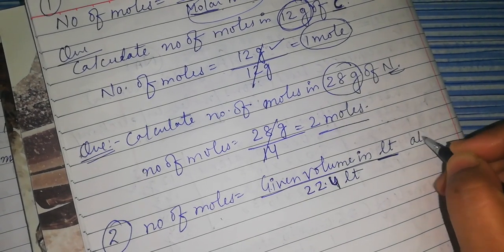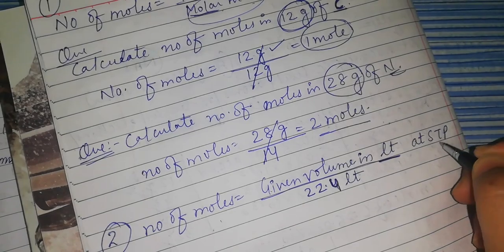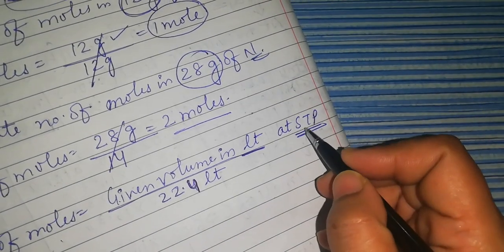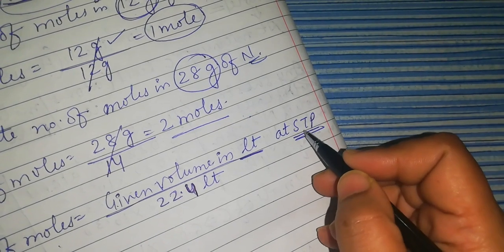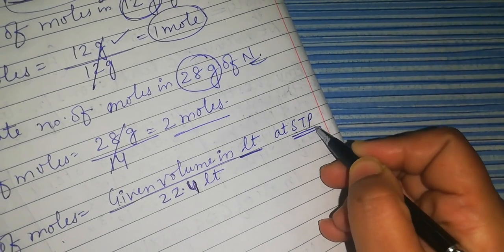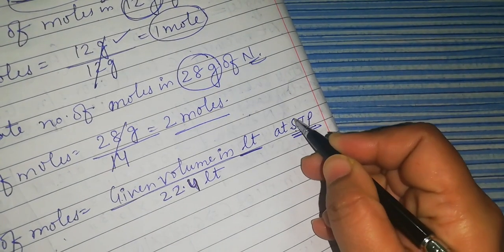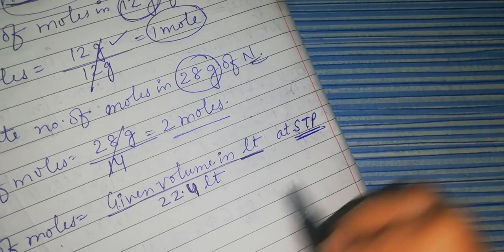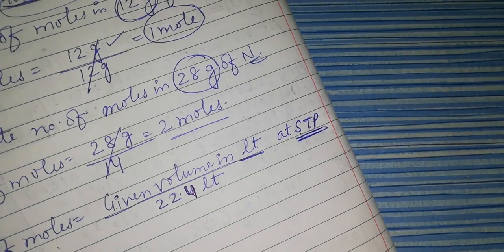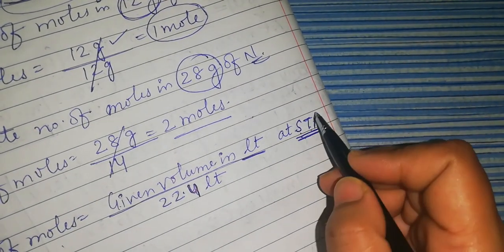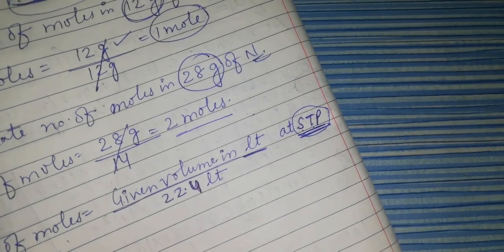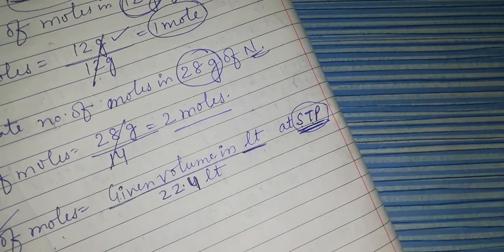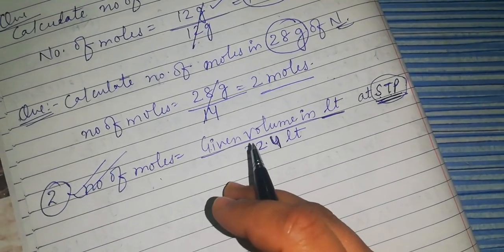This is at STP. Now this may be a new term for you. There are two terms, NTP and STP. STP means standard temperature and pressure. For each chapter there are different values for the conditions of STP and NTP. Right now, just learn that this formula we can apply only at STP.